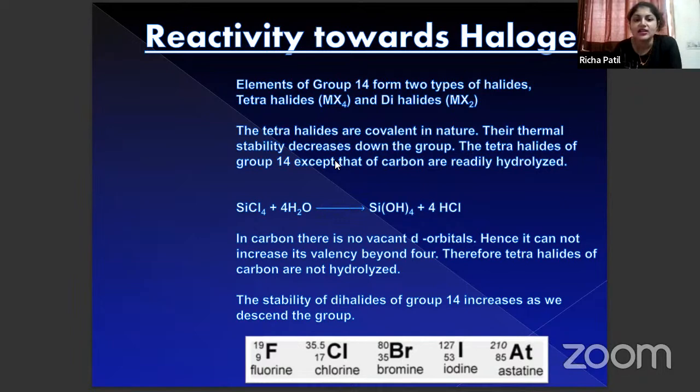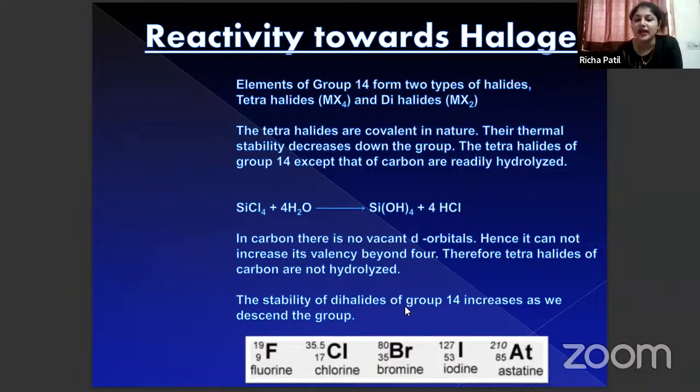So this is a reaction: silicon tetrachloride plus 4 water molecules gives you silicon hydroxide plus 4 HCl. In carbon, there are no vacant d orbitals, hence it cannot increase its valency beyond 4. So carbon at the most can form +4 oxidation state or -4 oxidation state. Therefore, tetrahalides of carbon are not hydrolyzed.